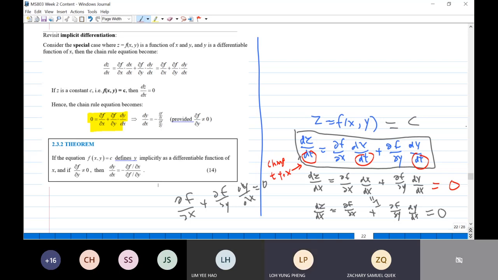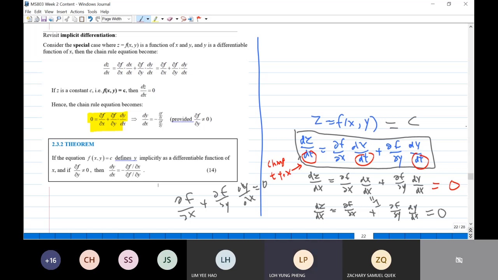Wait, Mr. Quack, that means if it goes to 0, it's like reaching a minimum point, a stationary point, or something like that? Not really, because the differential of a constant gets 0. Even if c is a constant, differentiating c you get 0. So in this case, you can actually solve dy/dx from here, at any point, using implicit differentiation.